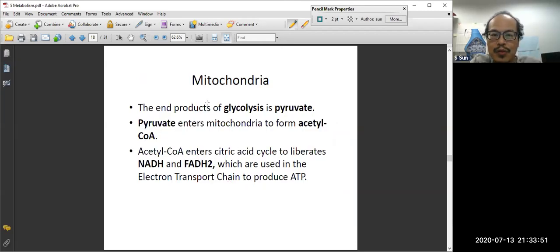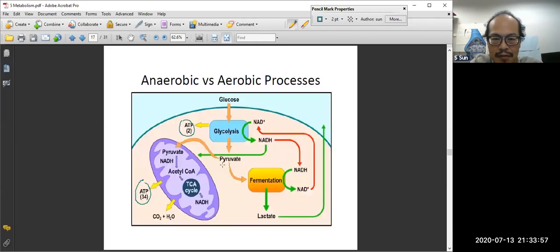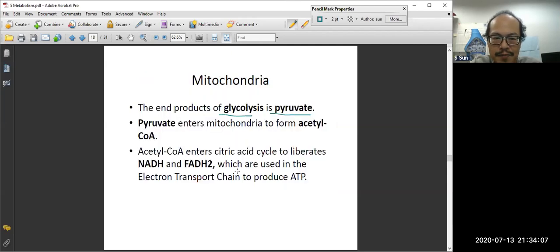So the end product of glycolysis is pyruvate. It's right here, pyruvate here. In anaerobic exercise, the end product is lactate. Pyruvate then enters the mitochondria to form acetyl CoA. Then acetyl CoA enters the citric acid cycle to produce NADH and FADH2, which will donate their hydrogen for the electron transport chain to produce ATP.